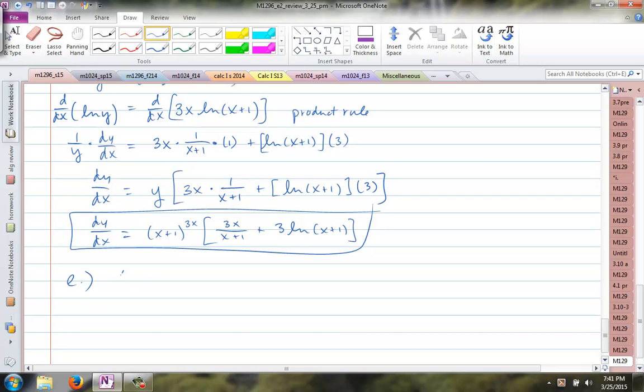So for our last one, we have 5 to the y to the 4th is equal to x to the 4th sine y plus e to the y. What should we do? It's an equation. Is it solved, y equals blah in terms of x? Yep. Implicit differentiation.